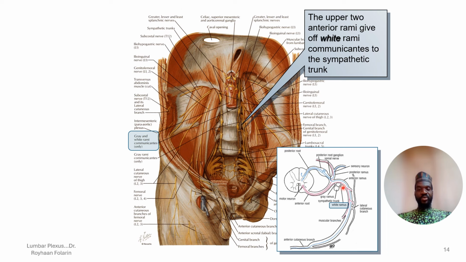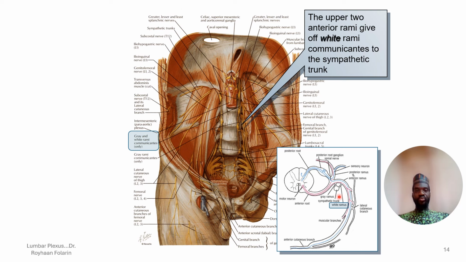They give off white rami communicantes to the sympathetic trunk. So the sympathetic trunk gives gray rami communicantes to the anterior rami, and then you see the use of the sensory fibers that are contained within the plexuses. So the white rami communicantes are received back into the sympathetic trunk.